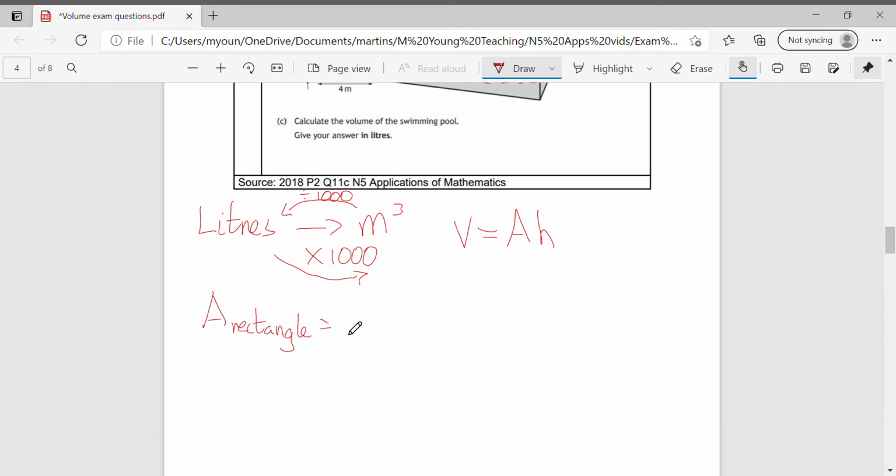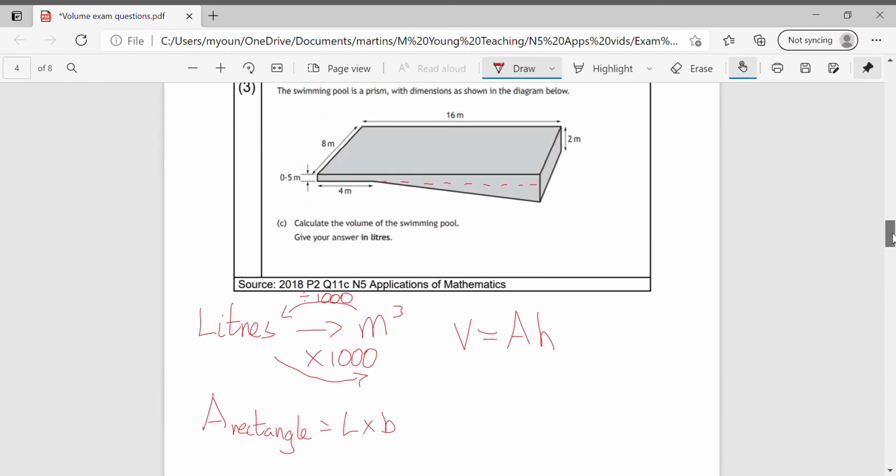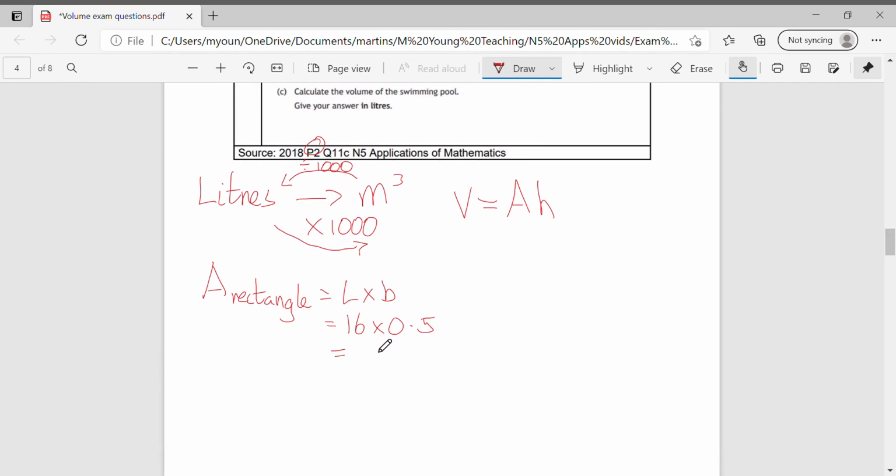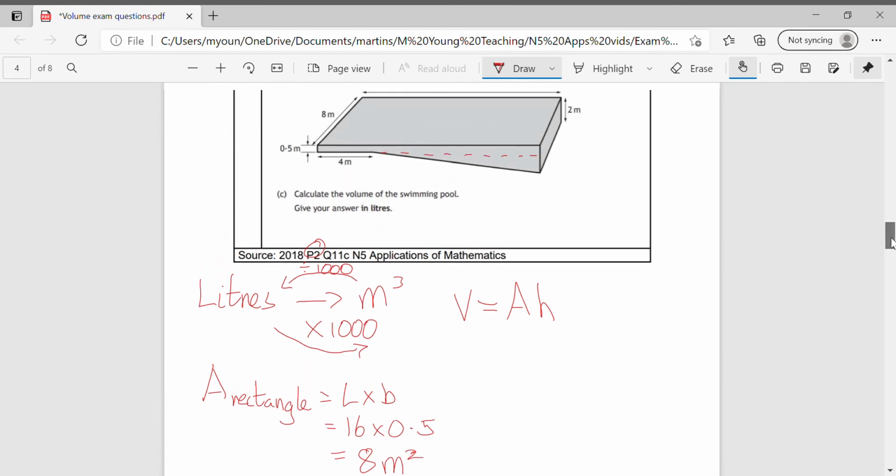Area of a rectangle is just length times breadth. Let's try and look at the diagram and see if I can get that. Well, it's obviously 16 along, because that's 16 there, and it's 0.5 up, so it's going to be 16 times 0.5. Now I should say this is a calculator one, because it says paper 2. So 16 times 0.5, well that's actually just going to be 8, and it would be meters squared. So that would be meters, and this is area.